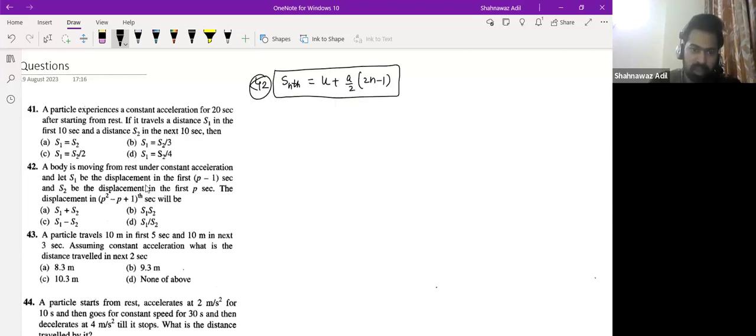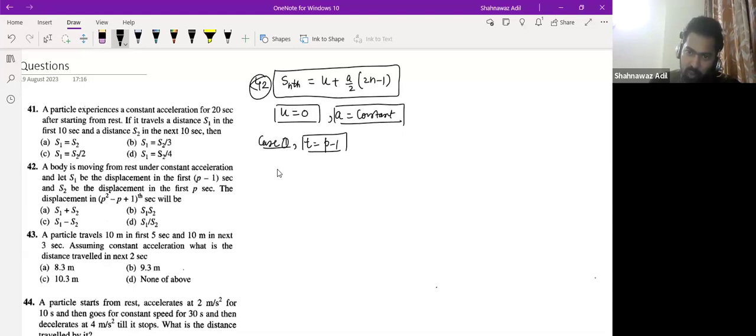And this 42nd question, a body is moving from rest. So u is 0, right? And they are saying from rest under a constant acceleration. So acceleration is constant. We have uniform acceleration. So we can apply these four equations of motion, right? So S1 be the displacement in the first P minus 1 seconds. So time, case 1 is given. Time is P minus 1, right?